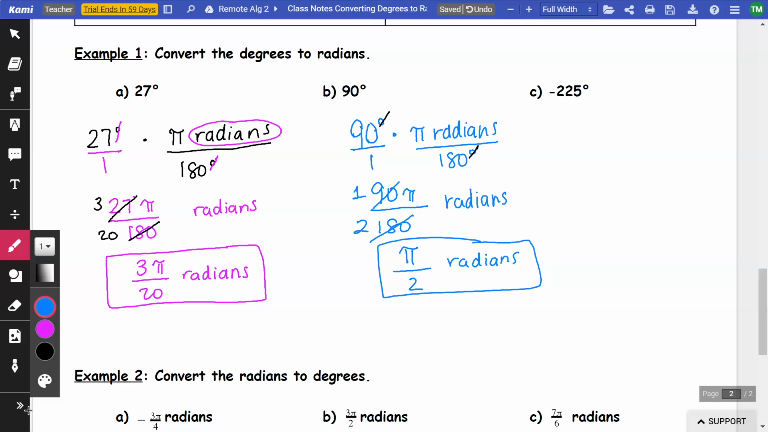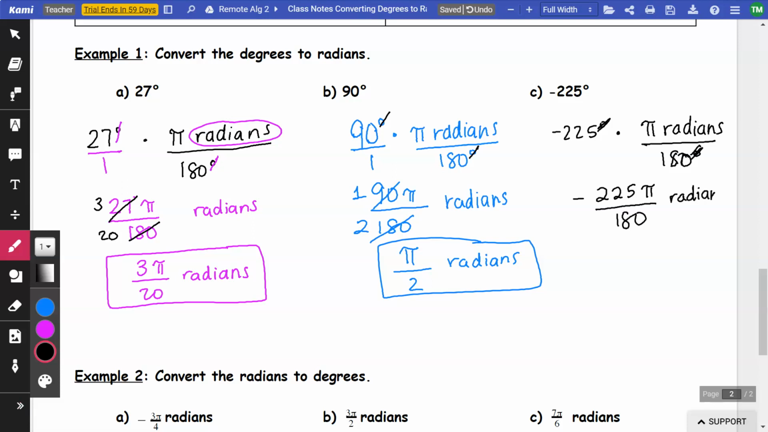Now for negative 225 degrees. So we're taking negative 225 degrees times pi radians over 180 degrees. Again, we're dividing degrees by degrees, so they cancel. Negative 225 times pi is negative 225 pi over 180. And we're left with radians. Then we need to simplify this as much as possible.